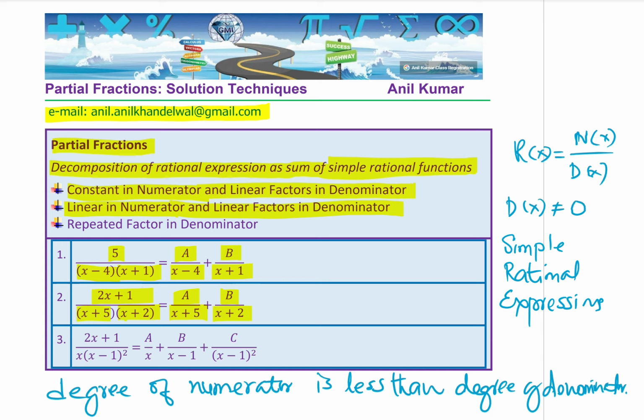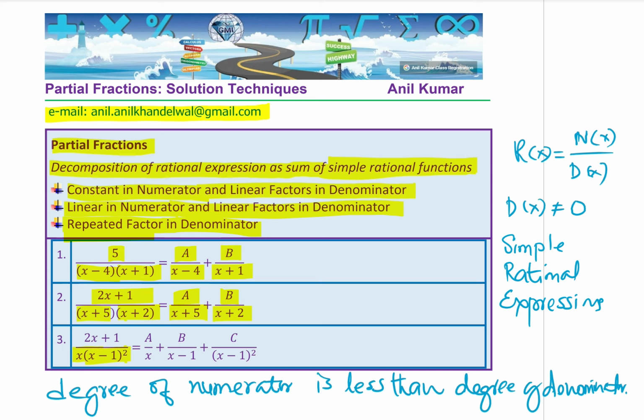Now, we could have a special case when the denominator has repeated factors, right? Repeated factors means we have multiple zeros at a point. So in this given example, x minus 1 whole squared represents that we could have two zeros. x equals 1 will give us a multiplicity or order of zero as 2. So that is what we call repeated factors, right? So x minus 1 times x minus 1.